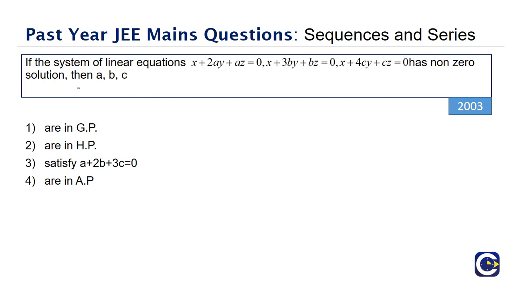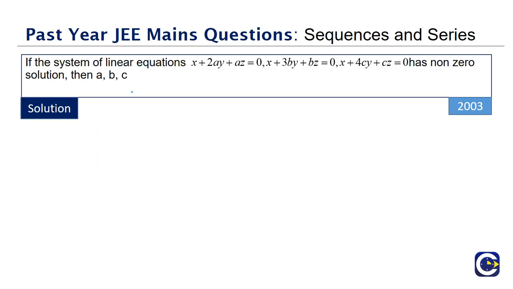Next, if the system of linear equations x plus 2ay plus 2az is equal to 0, x plus 3by plus bz is equal to 0, x plus 4cy plus cz is equal to 0 has non-zero solutions, then a, b, c are: options are in GP, in HP, satisfy a plus 2b plus 3c is equal to 0, and in AP. So if the 3 lines are concurrent, the coefficient determinant is equal to 0.